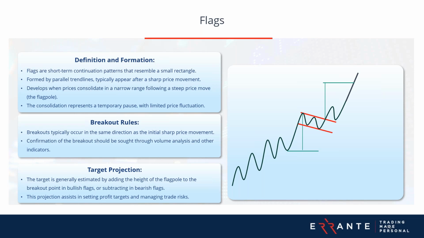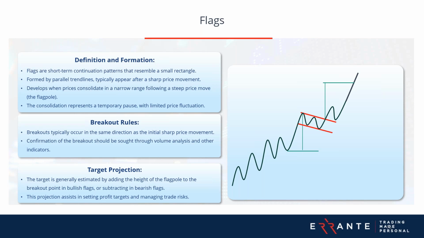They appear as small rectangles formed by parallel trend lines, sometimes with positive or negative slopes. The point is that they typically emerge following a sharp price movement known as the flagpole and represent a brief consolidation in the market.